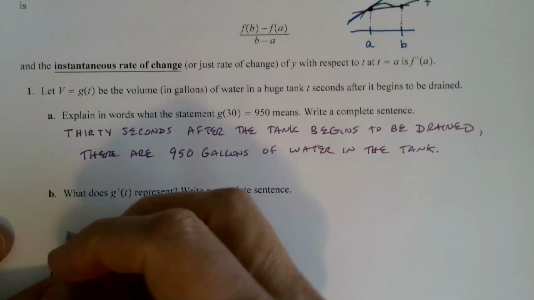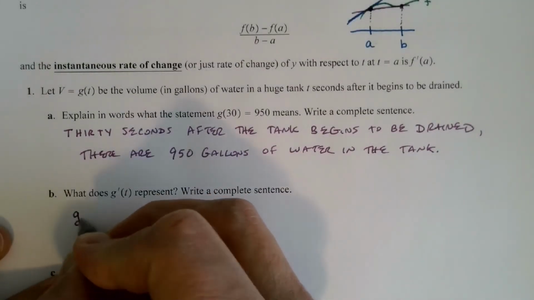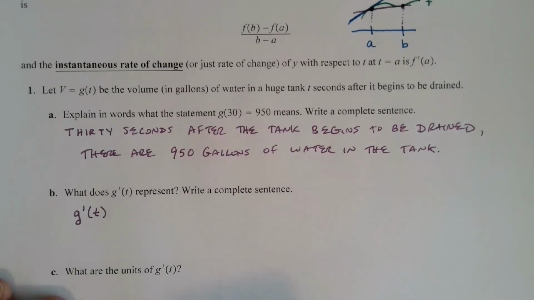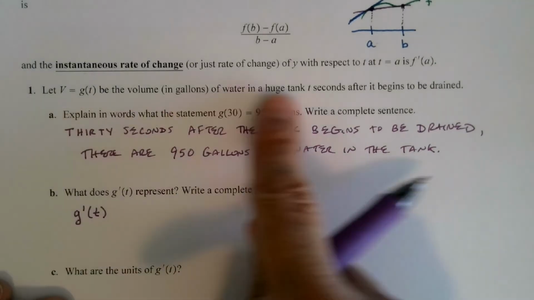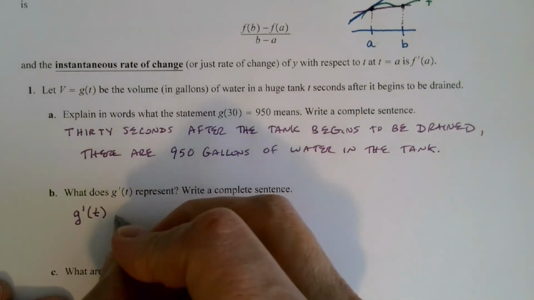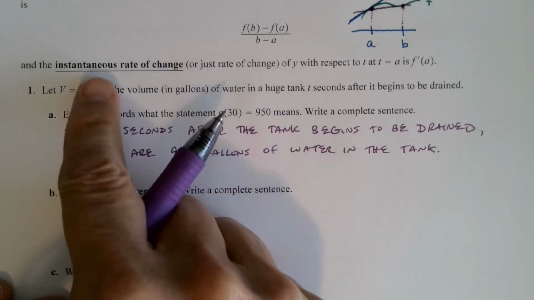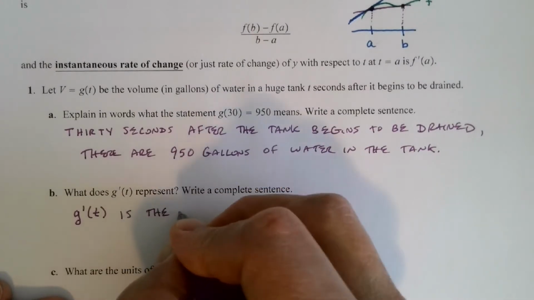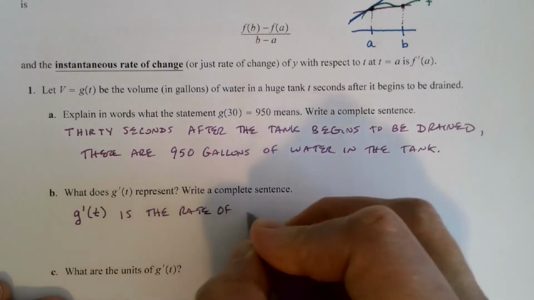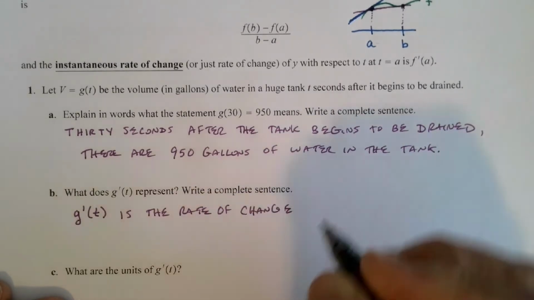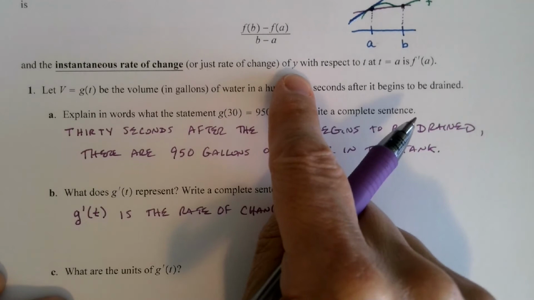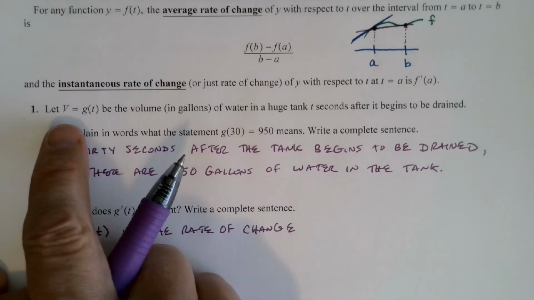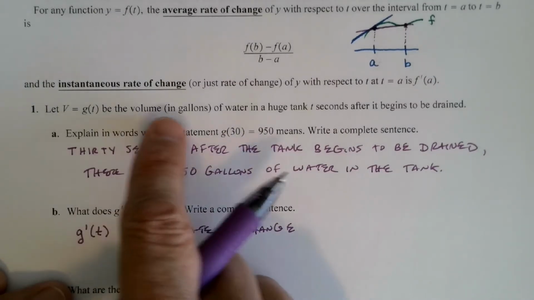So it's real important. This question, if I ask you, should be written basically the same way. Of course, this depends on the actual information given for the function. But g prime of t is what? The rate of change, right? Instantaneous rate of change, or rate of change. And what is it the rate of change of? Okay, it's the rate of change of what? Y. Right here, y. Y is what? The output to the function. What's the output to this function? What's the dependent variable here? V. Right, that's the volume in gallons, right?